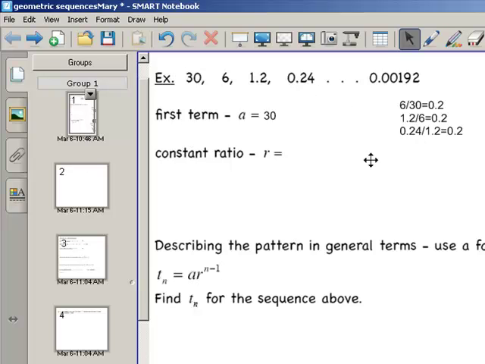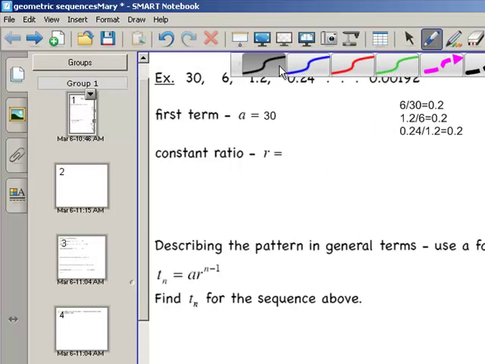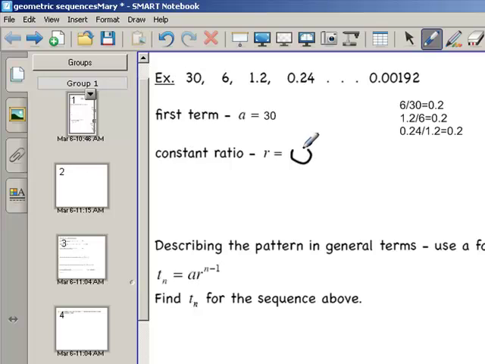And to determine that value, which we call the constant ratio, we take the 6 and we divide it by 30, giving us a value of 0.2. We then take the 1.2 divided by 6, giving us a value of 0.2. So as we see this pattern evolving, we now can say with some certainty that we have a geometric sequence and the constant ratio is the value 0.2. So that is my constant ratio.